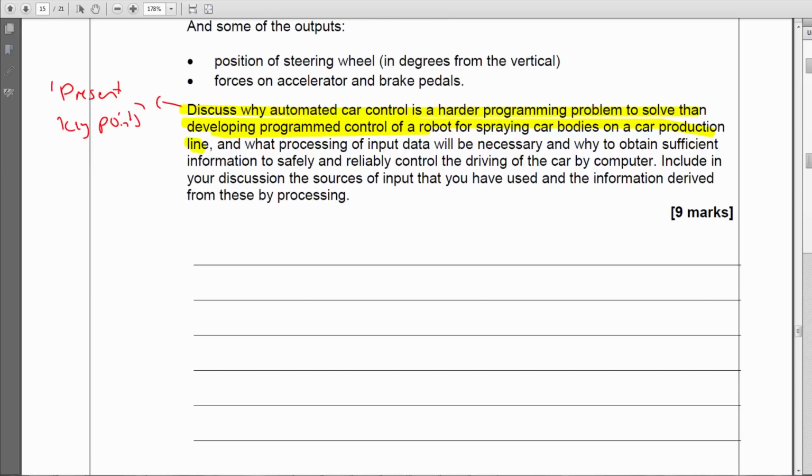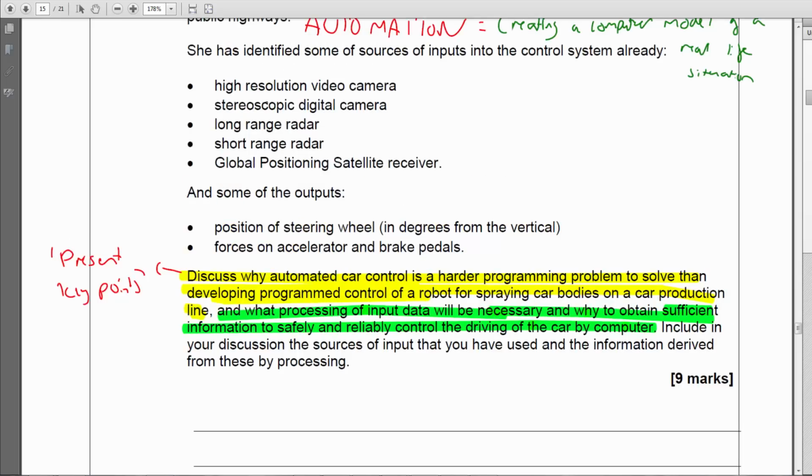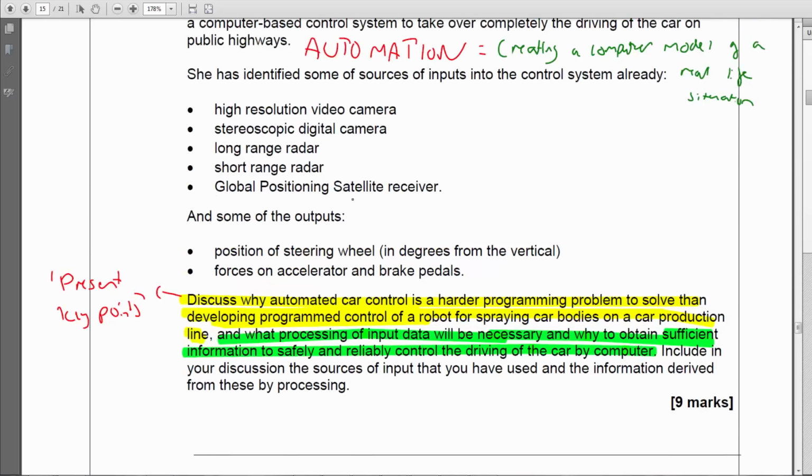So the second part of the question is about what processing input data will be necessary and why. So the why is quite important there, to obtain sufficient information to safely and reliably control the driving of a car by a computer. So now we're focusing totally on the automated car, and including your discretion the source of input you've used and the information derived from it by processing. So I imagine to get 4 marks in this question, you'll need to talk about both. So you'll probably need to talk more about the inputs from this point, because it's listed quite a lot of inputs. You haven't really got any excuse for not knowing any of them.